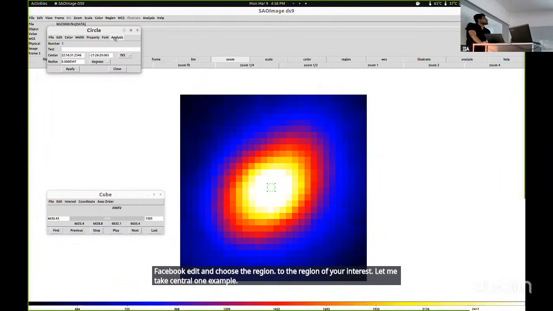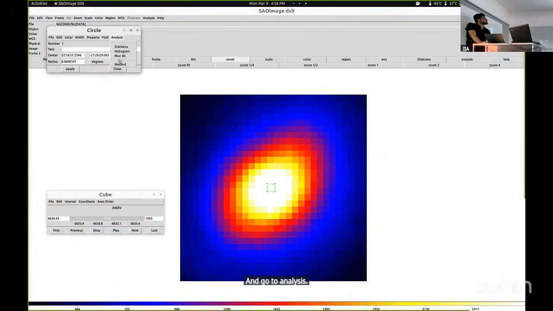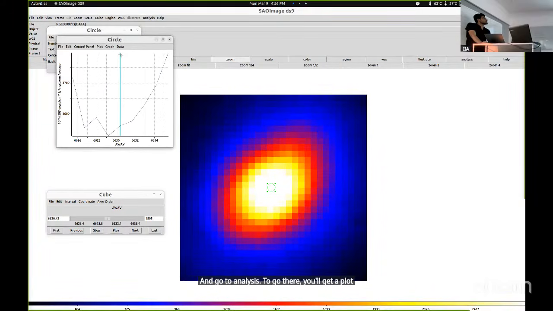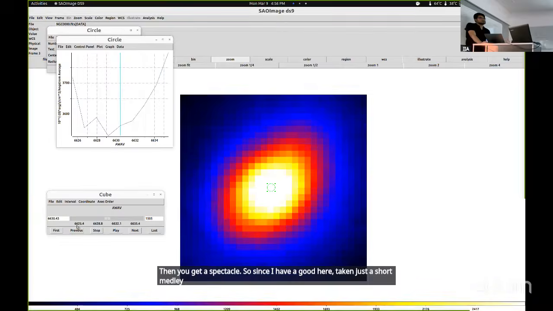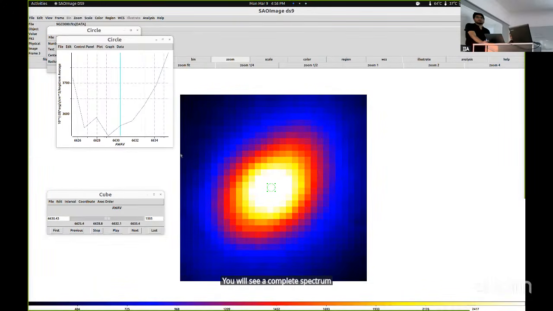And go to analysis. If you go there, you will get a plot 3D. Then you get a spectrum. Since I have taken just a short wavelength range, we are seeing this. If we take the complete wavelength range, you will see the complete spectrum. So we can even check that.